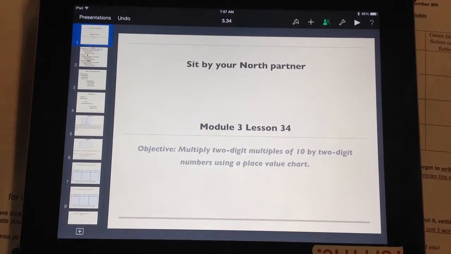As you can see, we are teaching lesson 34. Our objective is to multiply two-digit multiples of 10 by two-digit numbers using a place value chart. So 2 by 2.